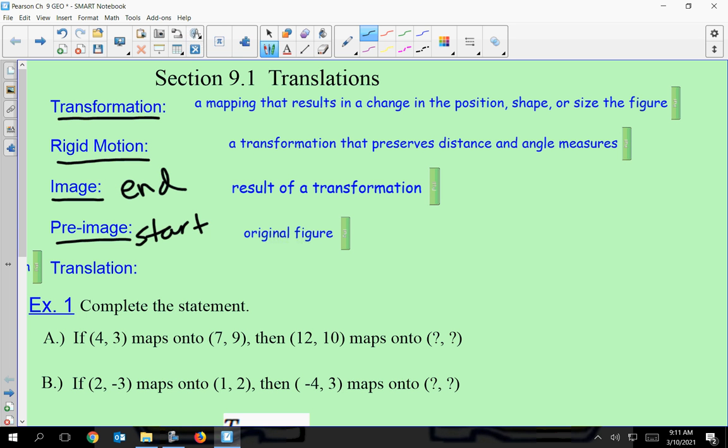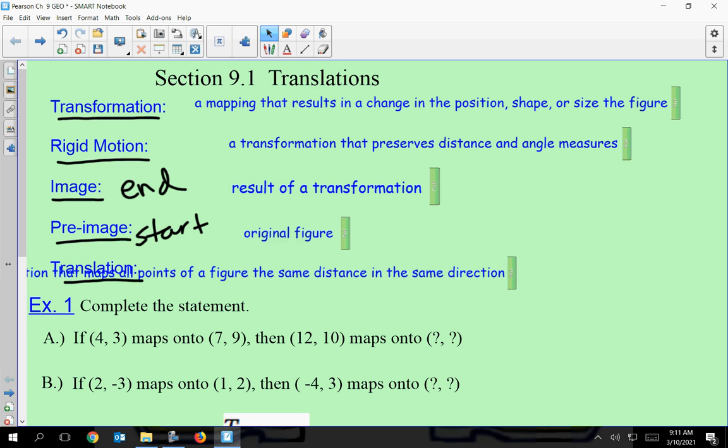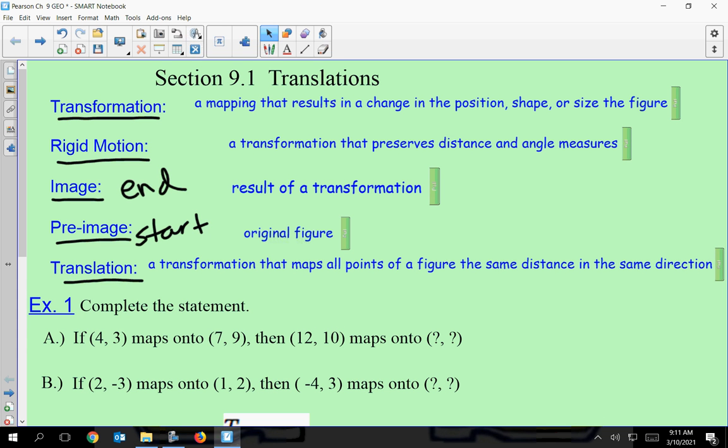Okay, so in this chapter we're talking about translation. This is our first movement, and this is how we're going to do it. A transformation is going to map all points of a figure the same distance in the same direction. Just to get ahead of myself a little bit, this is kind of like what pilots do when they fly a plane or when people sail a boat on a body of water.